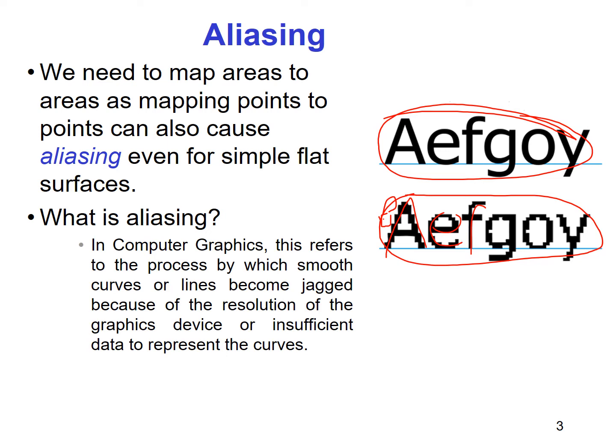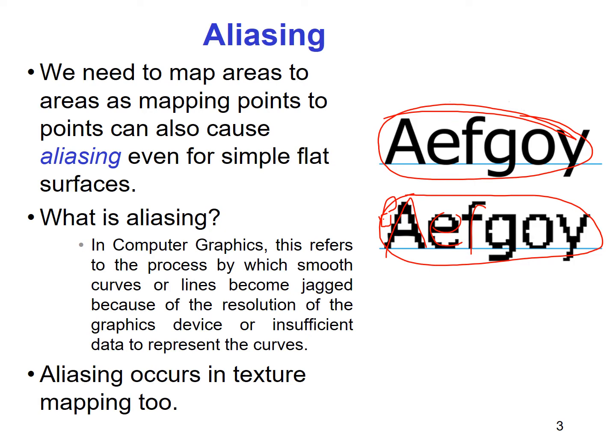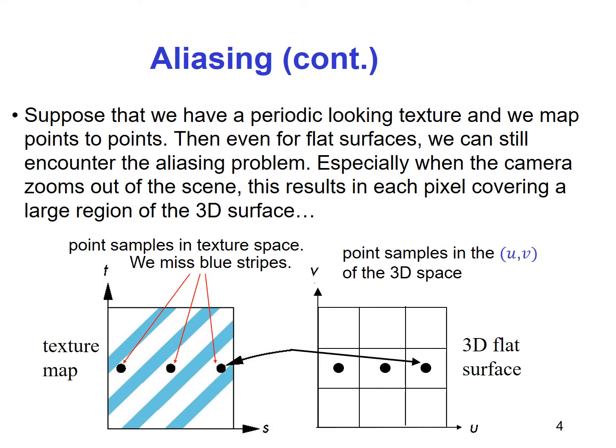In computer graphics, aliasing refers to the process by which smooth curves or lines become jagged because of the resolution of the graphics device or insufficient data to represent the curves. Aliasing occurs in texture mapping too, especially if we perform point-to-point mapping. Suppose that we have a periodic looking texture and we map points to points.